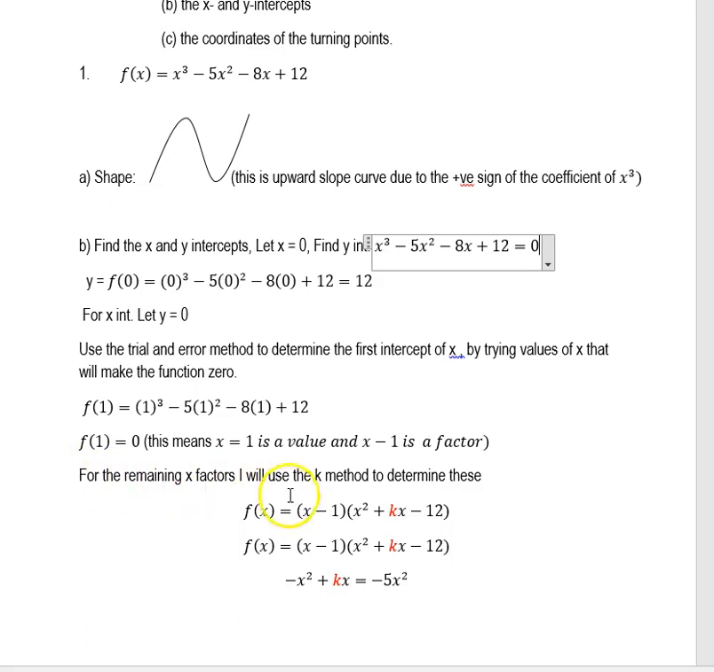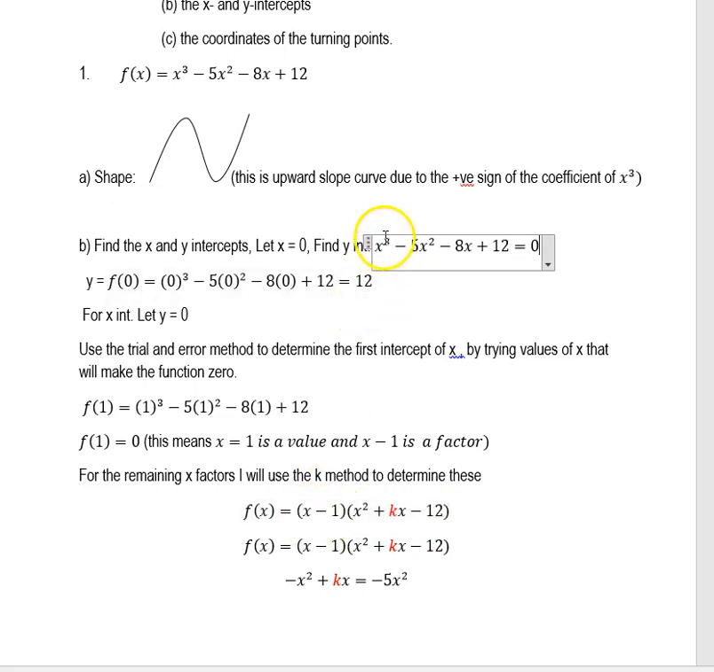And now to find the remaining factors of x, I will use the k method to determine these. The other 2 methods you can use are the long division method, and also the synthetic division. But for this exercise, we shall be using only the k method, which I think is very reasonable and short. So how do we use the k method? This is what we do. We take the first factor, which is that, and then we multiply it by the second factor that we are looking for. And how do we do that? First, this is what you do.